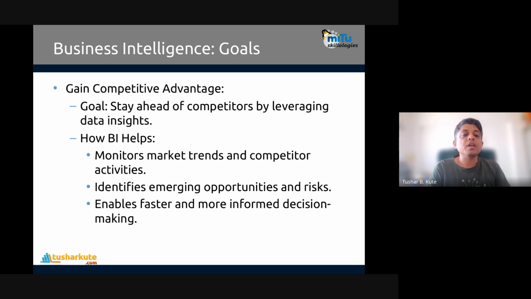Second, identify emerging opportunities and risks. Any kind of opportunity and risk can be identified, meaning where we can grow, where we can put our foot in. That is the opportunity. And what are the possible risks can also be analyzed. And very importantly, enable faster and more informed decision making, which you have already seen in the first goal. To gain competitive advantage, we should be one step ahead of the competitors. So BI can help to do this particular work.